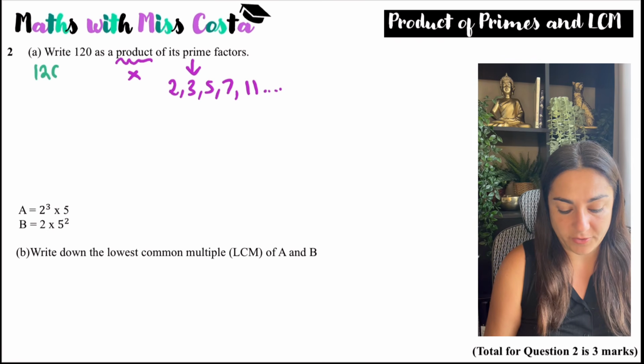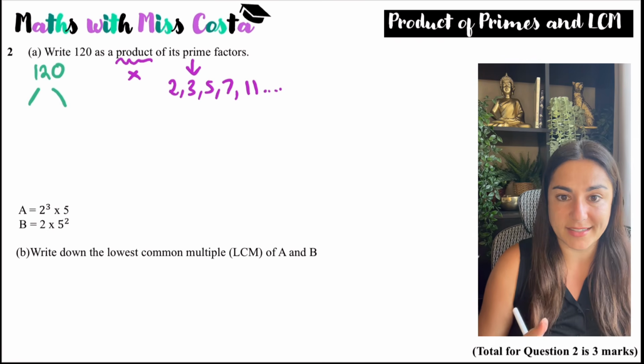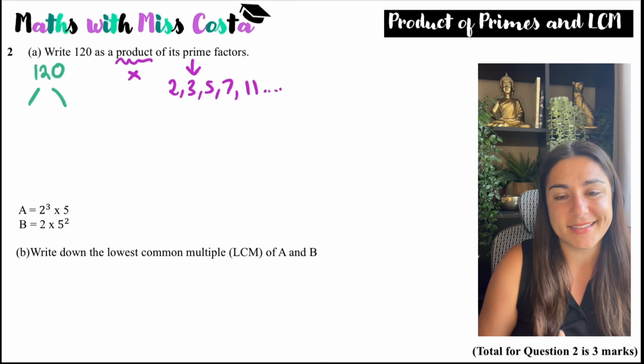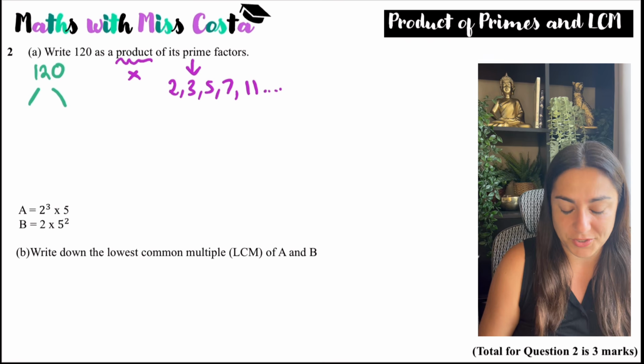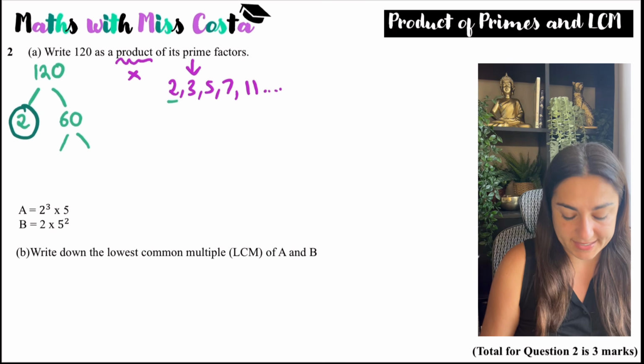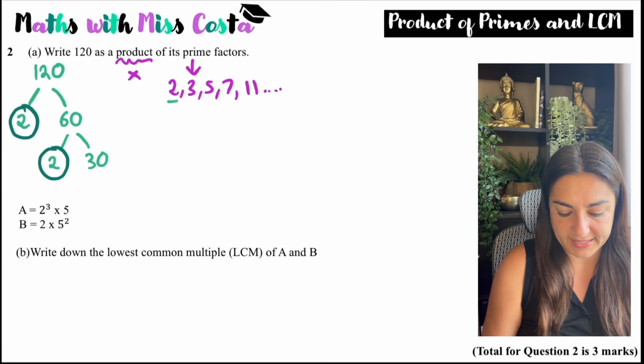So we start with 120, and then we're finding 2 numbers that multiply to make 120. It's always easiest if you just divide by 2 first, the first prime number. So we've got 2 times 60. Now 2 is a prime number, so I'm going to circle it. Then we're going to try again. What makes 60? 2 times 30. Once again, 2 is a prime number, so I'm going to circle it.